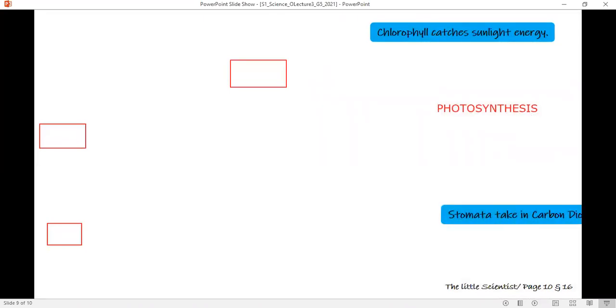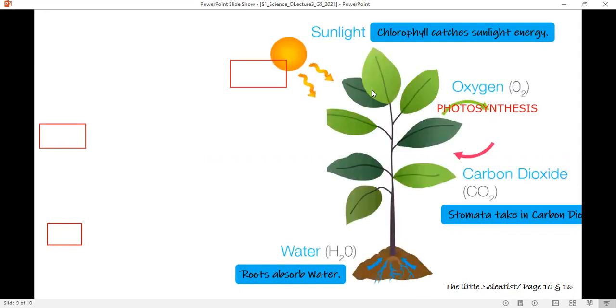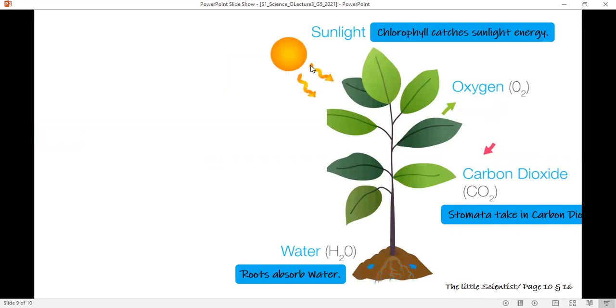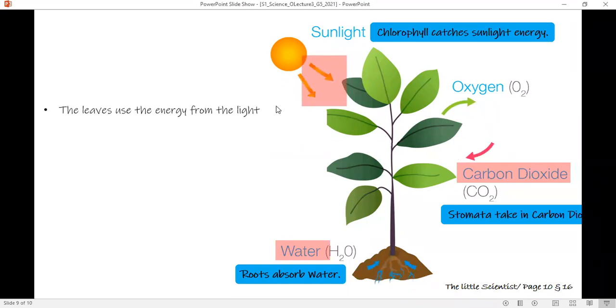And again, the stomata are used to take in carbon dioxide. The roots are used to take in water. Here is a plant taking in carbon dioxide. The plant takes in carbon dioxide. It takes in water. It uses sunlight energy to produce its own food. The leaves use the energy from the light to combine CO2 and H2O.